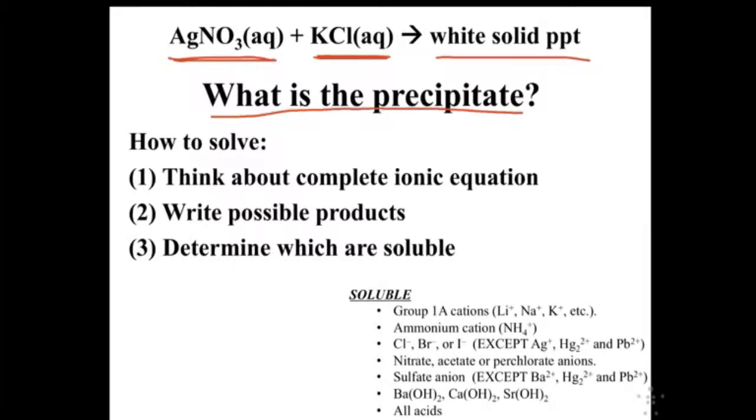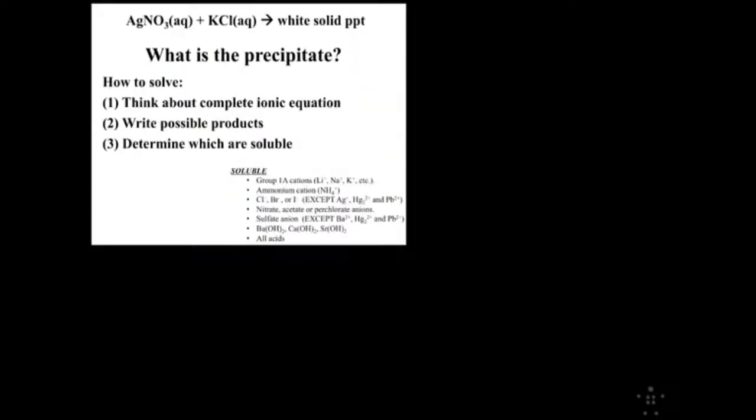So you want to think about, what's the complete ionic equation? What are the ions that I have in solution? What are the possible combinations of those ions in my products? And then I want to figure out which of those are soluble and which ones are likely to form solids, to precipitate out of solution. Okay, so let's do this.